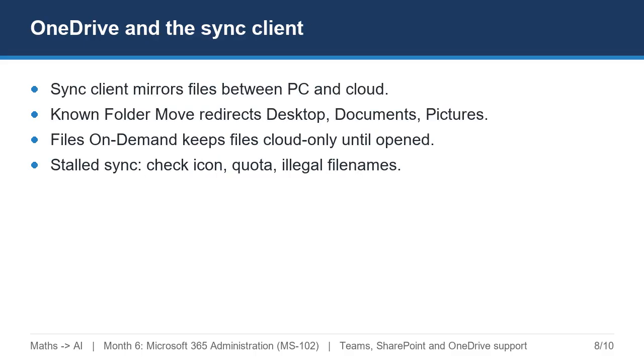OneDrive for Business is personal cloud storage, and the sync client keeps files mirrored between the PC and the cloud. Known Folder Move, or KFM, redirects the desktop, documents, and pictures folders into OneDrive so they sync automatically and survive a lost laptop. Files on Demand keeps files cloud-only until you open them, saving disk space. When sync stalls, check the cloud icon for a paused client, check the storage quota, and look for a file name with illegal characters.